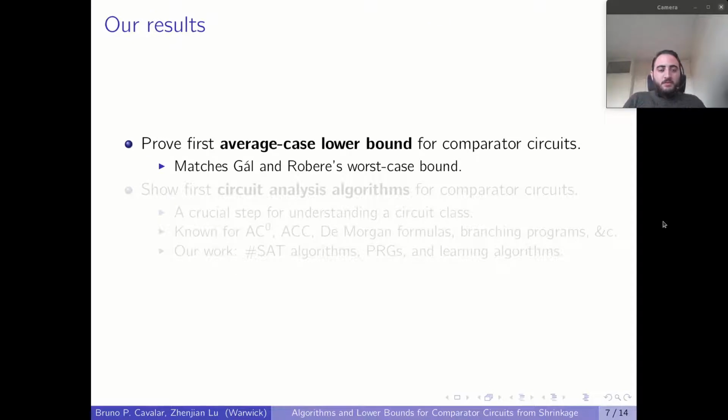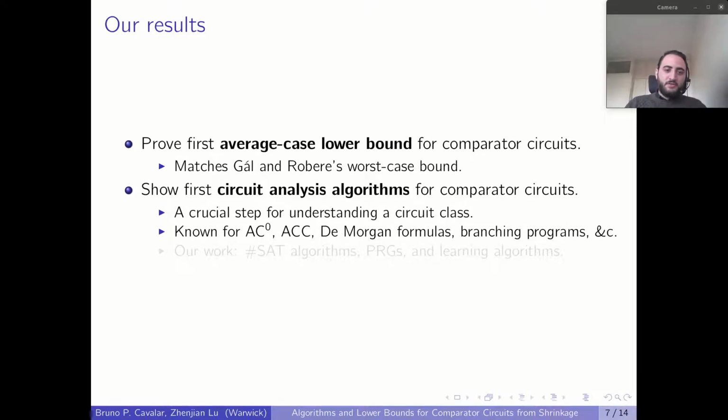Okay, so what are our results for comparator circuits? First, we prove the first average case lower bound for comparator circuits, which matches Gál and Robere's worst case lower bound, and we also show the first circuit analysis algorithms for comparator circuits. Circuit analysis algorithms are a crucial step for understanding a circuit class, and they are well known for many of the most well-studied classes, such as AC0, ACC, De Morgan formulas, branching programs, etc. In our work, we give counting algorithms, pseudo-random generators, and learning algorithms for comparator circuits.